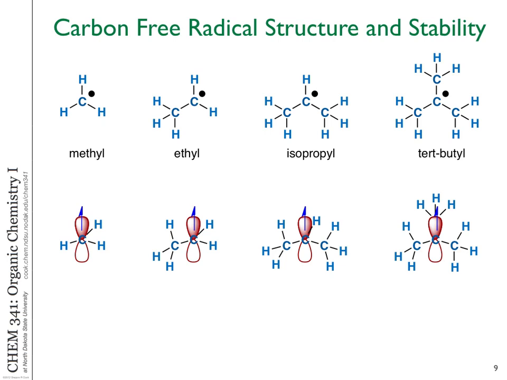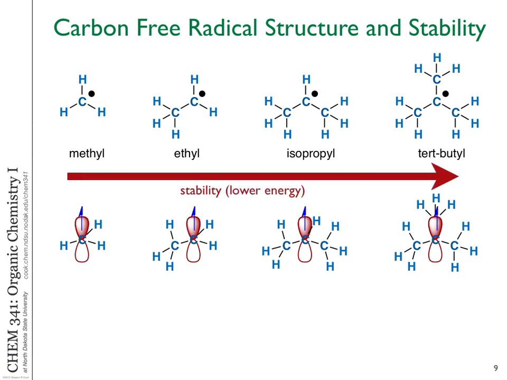Similar to carbocations, which are electron deficient, the same trend of stability holds true for a free radical on a carbon. That is, the least stable free radical is the one with just methane, a methyl radical. As you put more and more carbon groups on there, the stability of your free radical gets more. That is, the energy goes down. It becomes more stable, for the same reason that a carbocation becomes more stable.